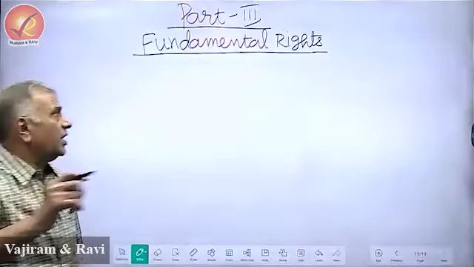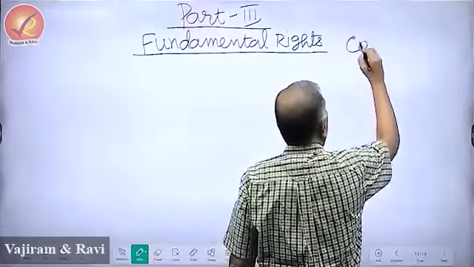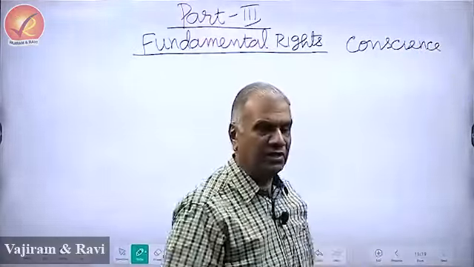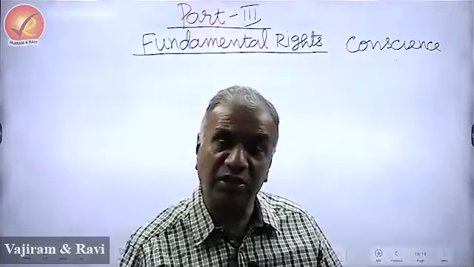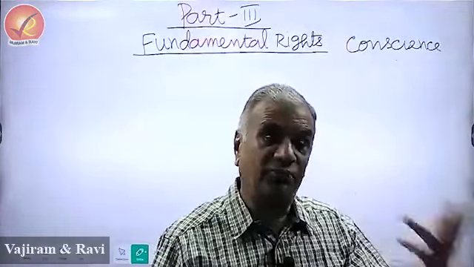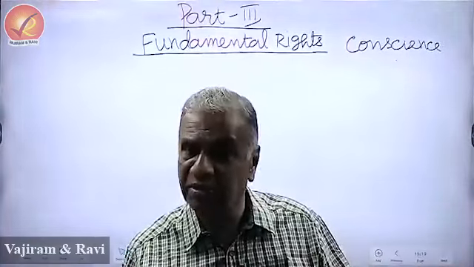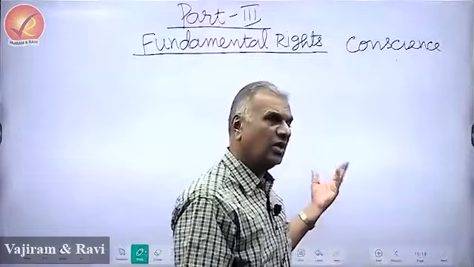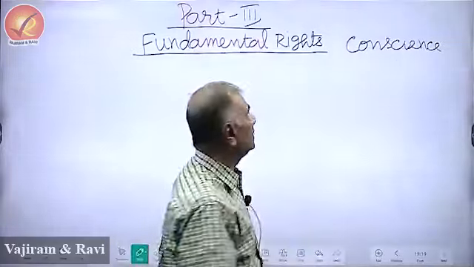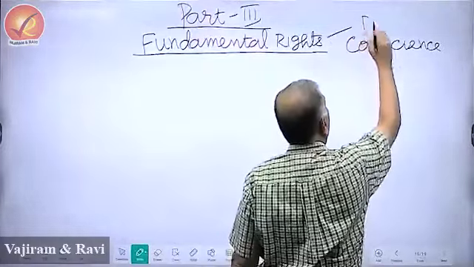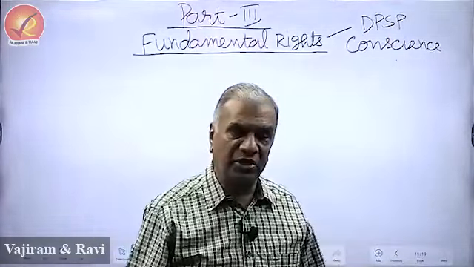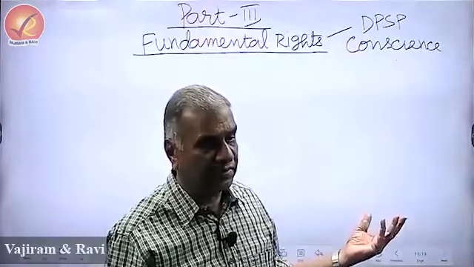The fundamental rights are also called the conscience of the Constitution. So conscience means the human ability to understand what is morally right and what is morally wrong. Your ability to understand what is fair and what is unfair is what is known as conscience. So if the Constitution has its own conscience, where is that conscience found? The conscience is found in the fundamental rights and the directive principles of state policy. So these two are called the repository of the conscience of the Constitution.